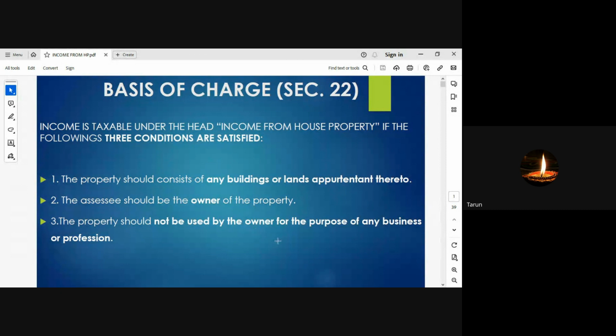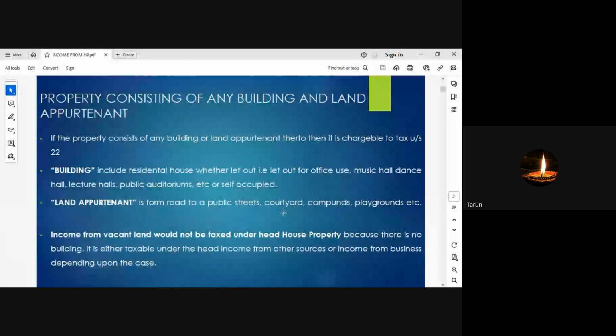Next, we talk about properties that consist of any building or land appurtenant. Let's begin with the following points. If the property consists of any building or land appurtenant thereto, it is chargeable to tax. What buildings do we include? What is the meaning of building? What is land appurtenant? What about income from any vacant property? Is such income taxable or not? The answers are given in this particular slide.